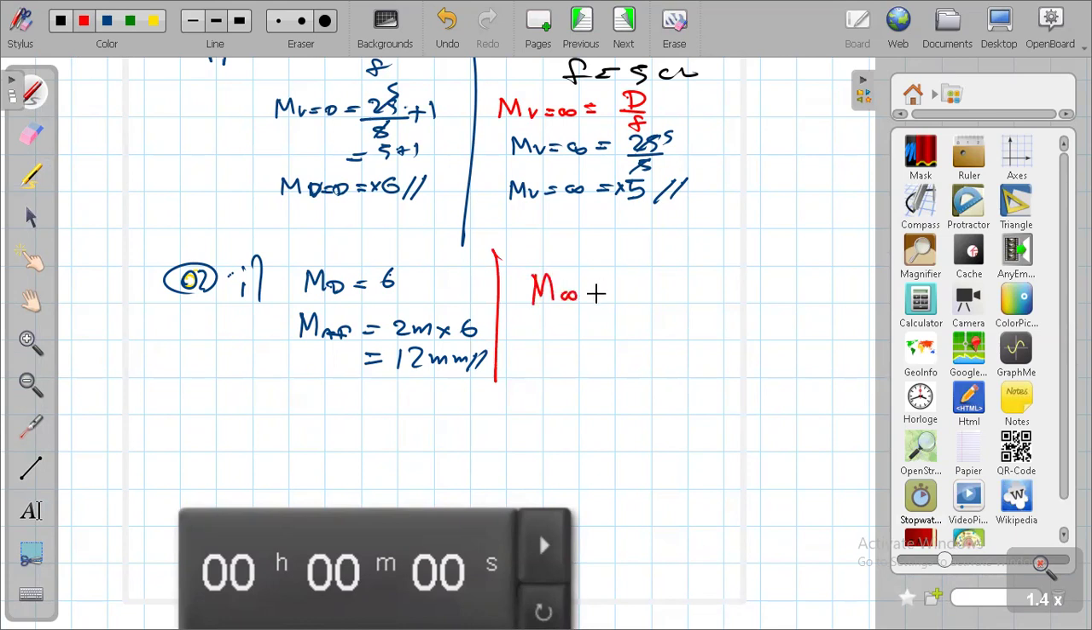See, M infinity is 5. What is the total magnification? Two times 5, it is 10 millimeters. Got that answer. Very good.